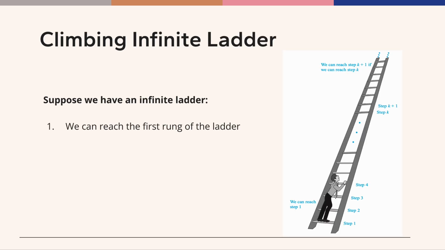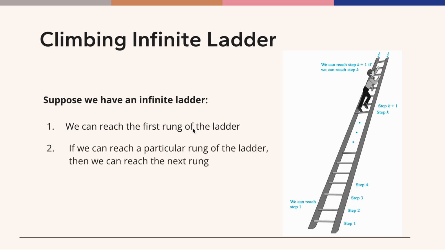Now let's get to know climbing an infinite ladder. There's a ladder here that we can imagine. When we can reach the first rung by stepping our first step, then we can also reach the next rung as well. So suppose we have an infinite ladder, we can reach the first rung of the ladder. If we can reach a particular rung of the ladder, then we can reach the next rung as well. If we repeat the process from step 1 to step 2 to step 3 to step 4, then we can also reach step k.